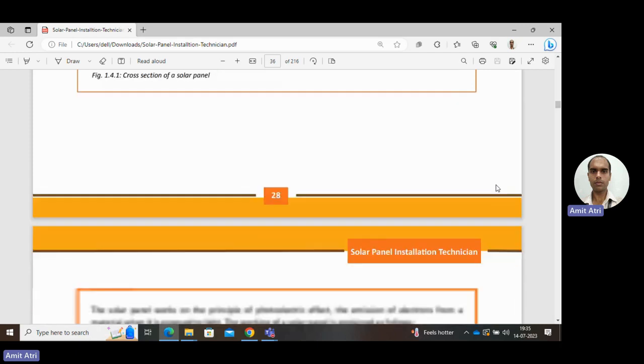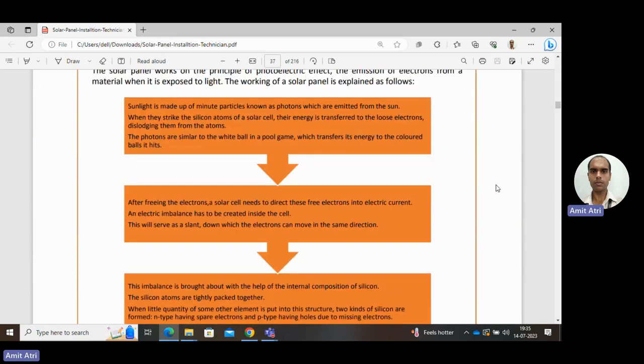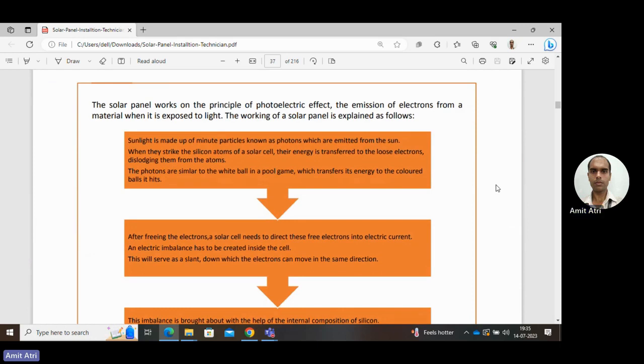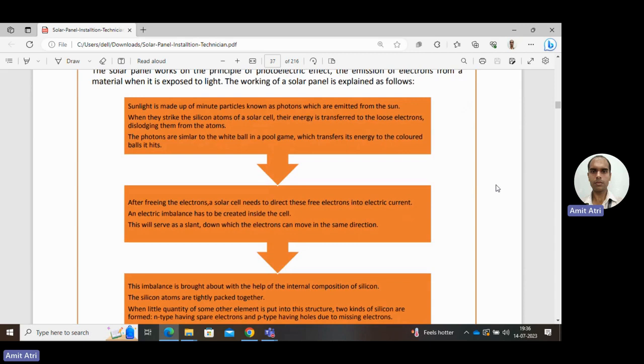Now, step by step, we will discuss how this solar cell works. The solar cell works on the principle of the photoelectric effect, that is the emission of electrons from a material when it is exposed to light. The sunlight is made up of minute particles known as photons, which are emitted from the sun. When they strike the silicon atom of a solar cell, their energy is transferred to the loose electrons, dislodging them from the atoms.